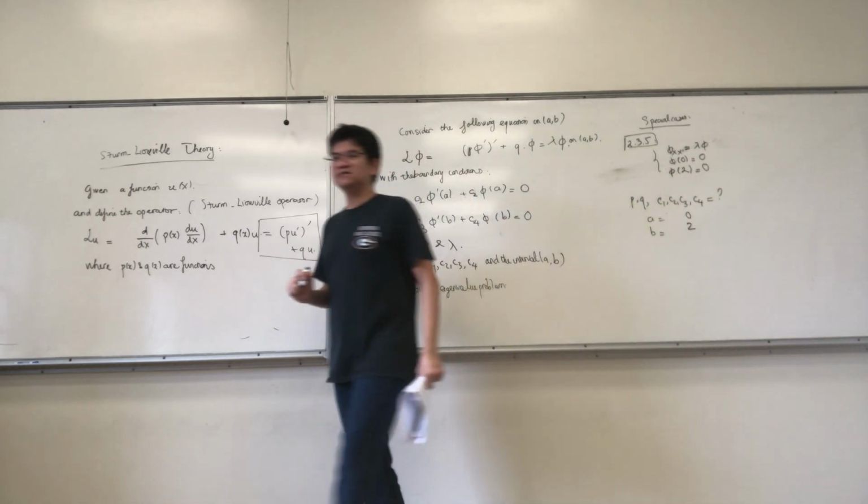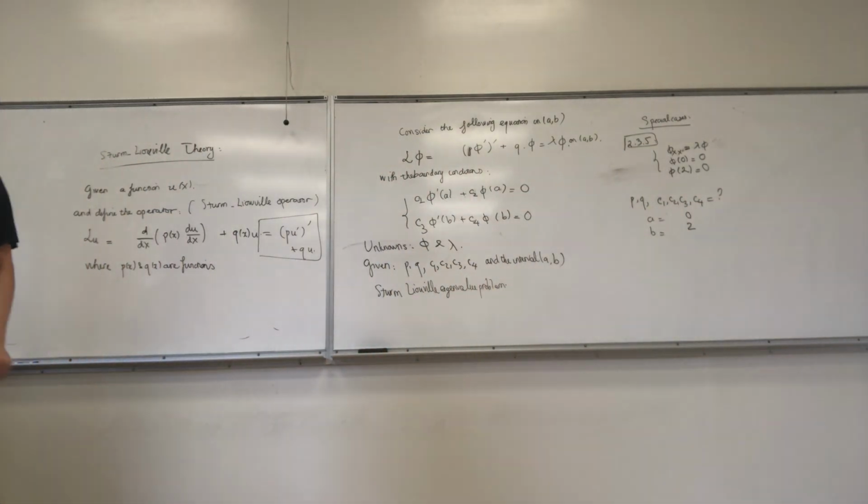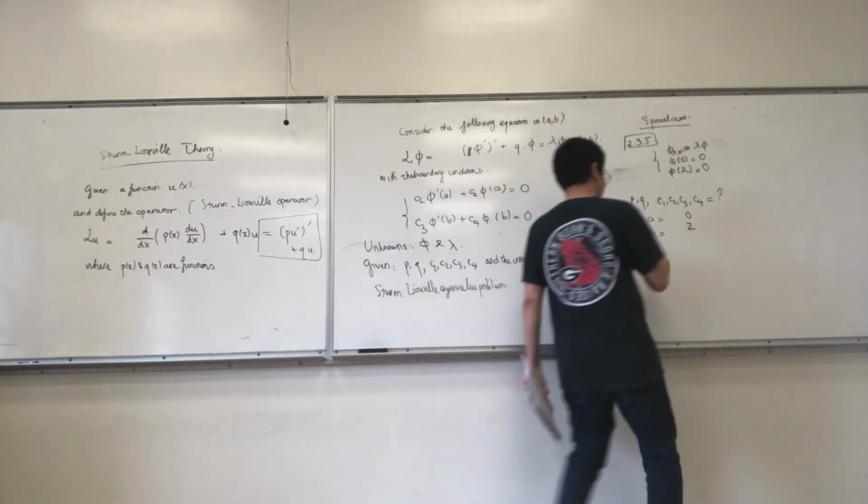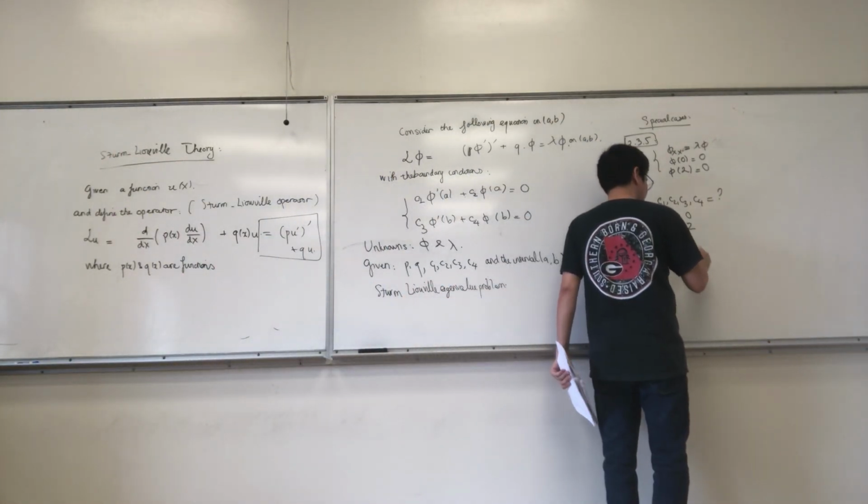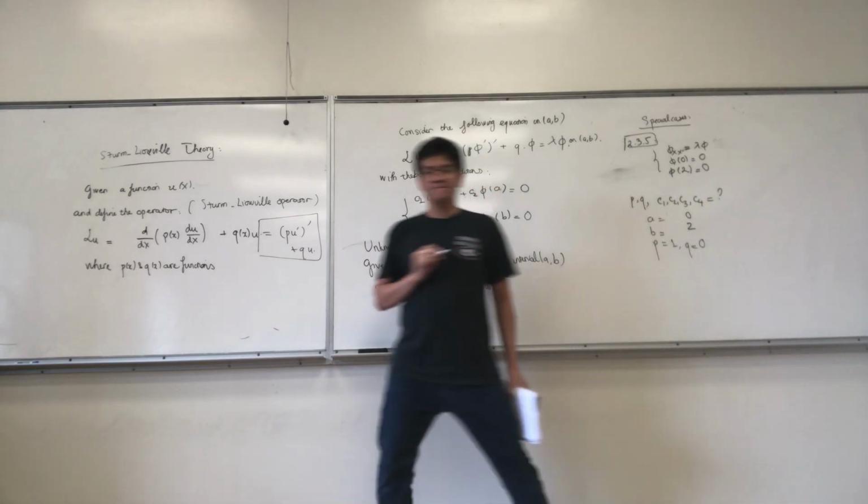What are P and Q in this case? P is 1 and Q is 0. So P in this case is 1 and Q is also 0. All right?